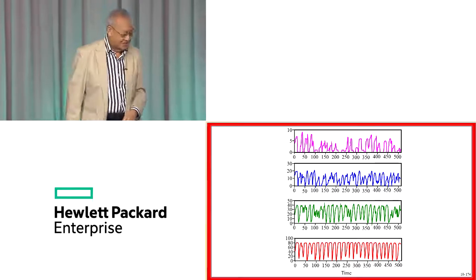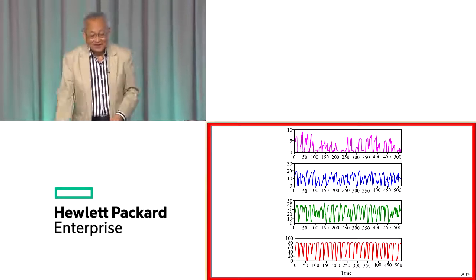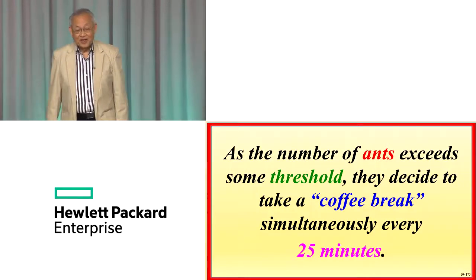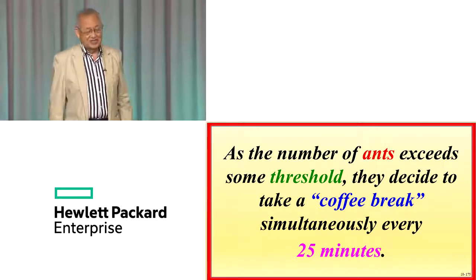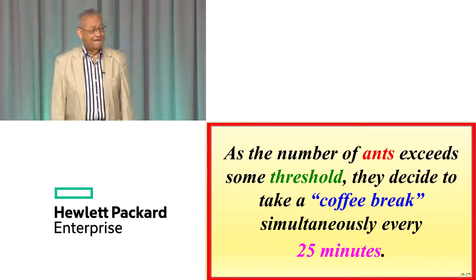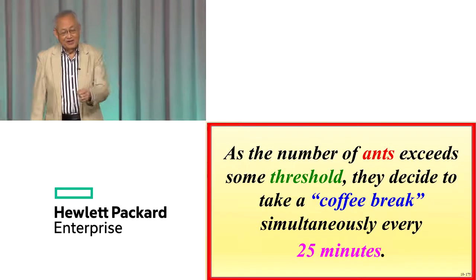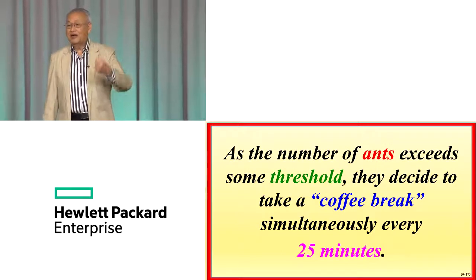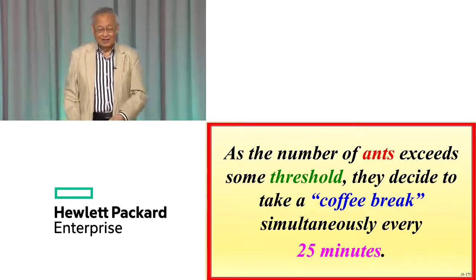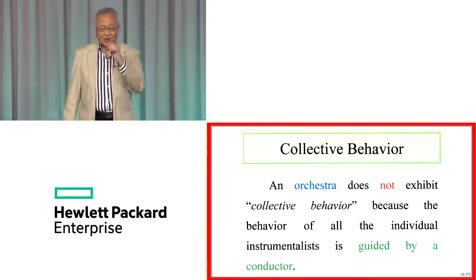It's 25 minutes. It's incredible. Suddenly, as the number of ants exceeds some threshold, they decide to take a coffee break simultaneously every 25 minutes. That's local activity, okay? You finally get to the point, the parameter now is the number of ants. And using my theory, you can show that this is locally active. So this is collective behavior.